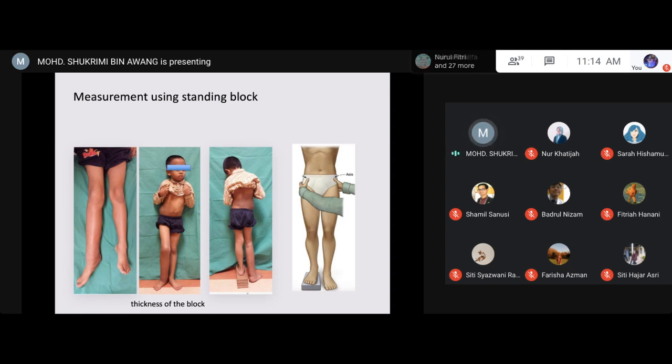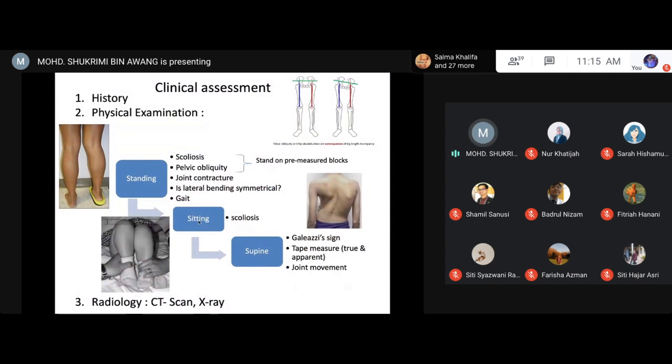Okay, we move on. So, in summary now, what we need to do is get a proper history. We want to know whether the patient has this since birth or acquired. Then we do a physical examination, look at how the patient stands, look at the shoulder level, any presence of scoliosis or not, look at the pelvic obliquity. Either the patient stands tiptoeing or with flexion of the longer leg. And then from that we can do the block test or whatever.